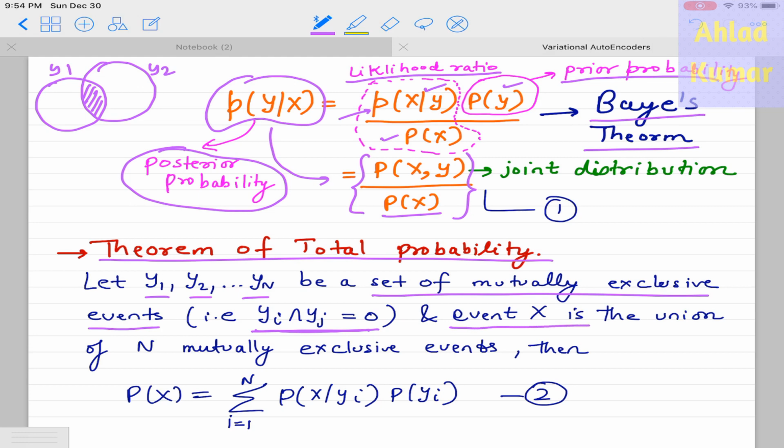Then the event x, which is the union of these mutually exclusive events, can be written in this way. This definition is important because we will be using it in our derivation of the loss function, so you have to keep it in mind. It is given by the sum of probability of x given yi times probability of yi, where i runs over all the events y1, y2 till yn.